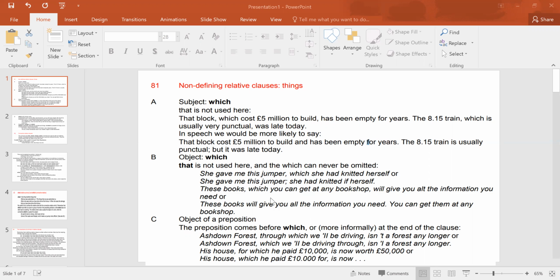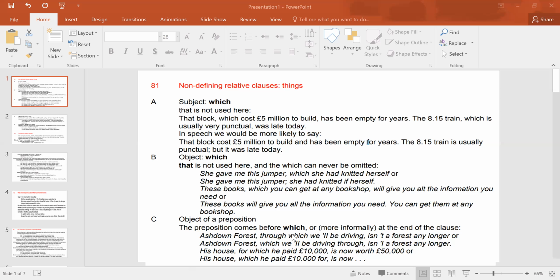These books, which you can get at any bookshop, will give you all the information you need. Or you can also say it like this: these books will give you all the information you need. You can get them at any bookshop. So you can also use which as object, as a non-defining relative clause, and you can also write the sentence in this way. We usually use this form in speaking and this form in writing, and the first form is a very formal one. Next case is object of a preposition.